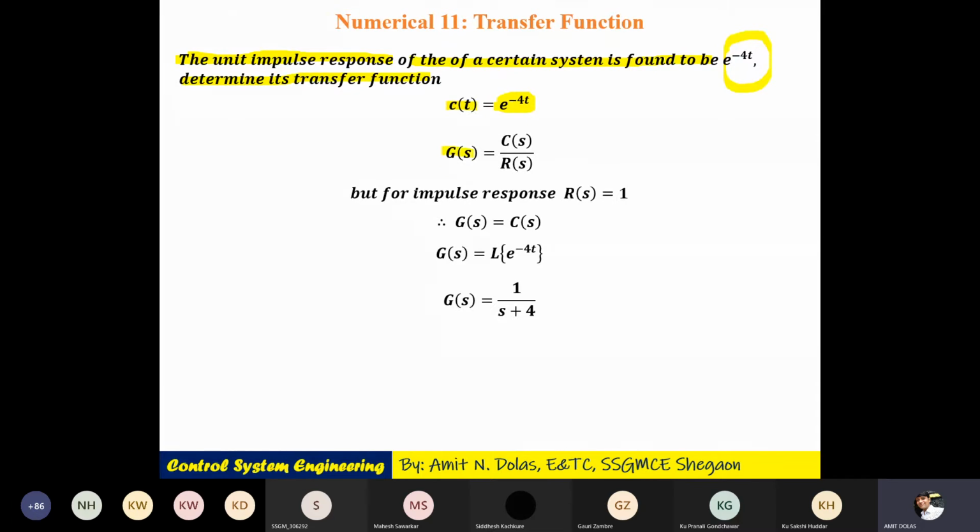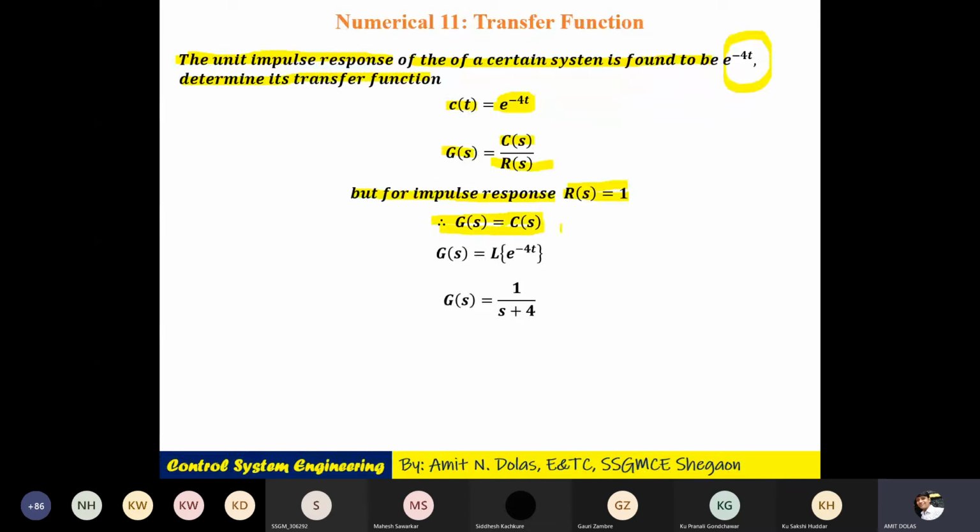What is transfer function? G of s is nothing but C of s upon R of s. But we have used the term impulse response, that is r of t. If you talk about it, it will be delta t, and R of s, of course, in Laplace is converted into 1. So R of s is equal to 1. So this term is equal to 1.